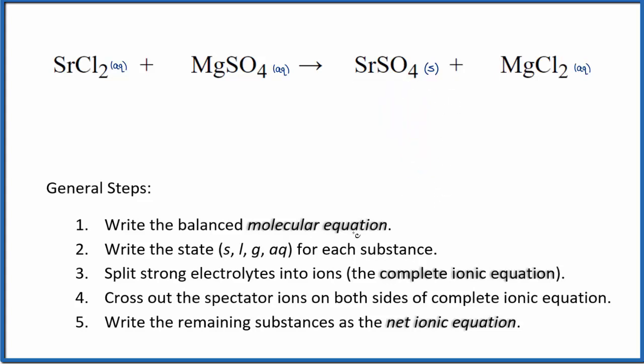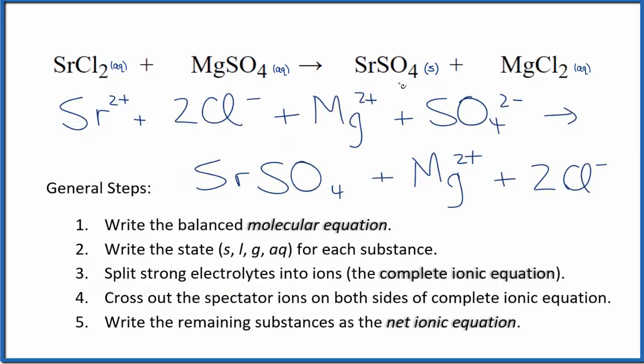Now we need to split the strong electrolytes into their ions for the complete ionic equation, and that looks like this. Note that we don't split solids apart in net ionic equations, so we've kept the strontium sulfate together. Now we can cross out the spectator ions. They're on both sides of that complete ionic equation.